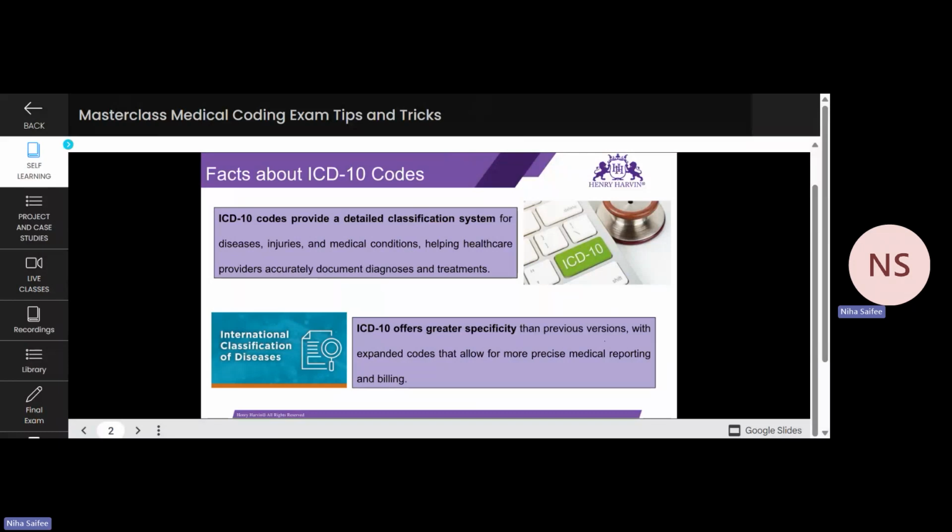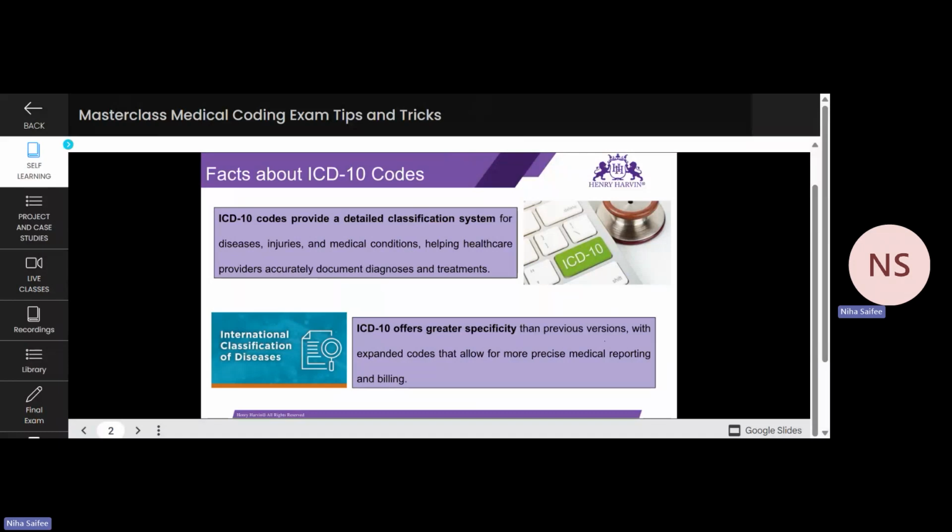So if I have a fracture, which leg is the fracture in? Right leg, left leg, right? This clarity was not there in ICD-9. It is better explained in ICD-10. Also, is it the first time the patient is coming with the fracture? Is it a follow-up, or is it a sequel of some previous disease? So we have better specificity and clarity in ICD-10 codes.